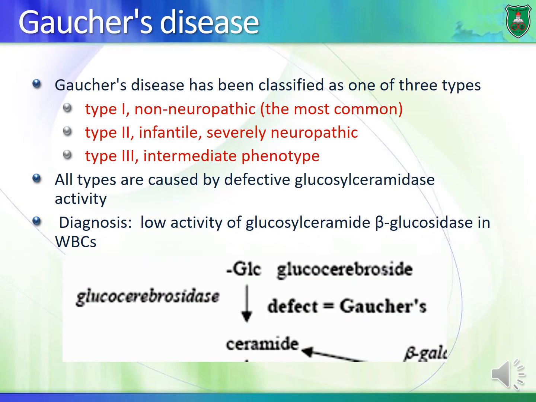Now, another common sphingolipidosis is known as Gaucher's disease, which is related to deficiency of the enzyme glycosylceramidase or glucocerebrosidase. Now, deficiency of glucocerebrosidase would result in the accumulation of glucocerebroside in lysosomes. And again, there are different types according to severity as well as frequency.